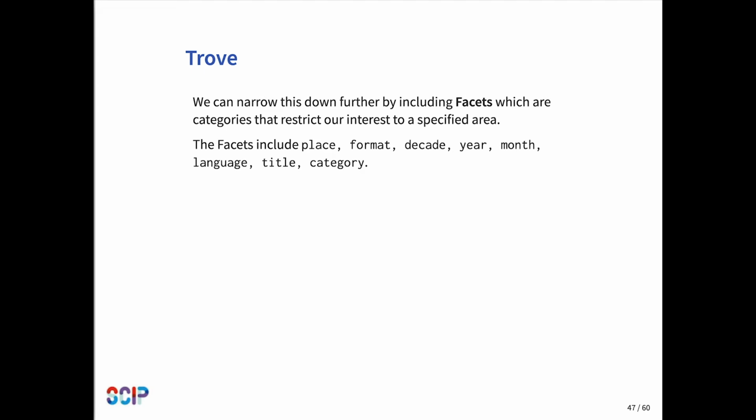Now we can drill down even further in Trove by using facets, which are categories that can help restrict our searches to very specific queries. So we can see here that the facets include another set of criteria, which are place, format, decade, year, month, language, title, and category.